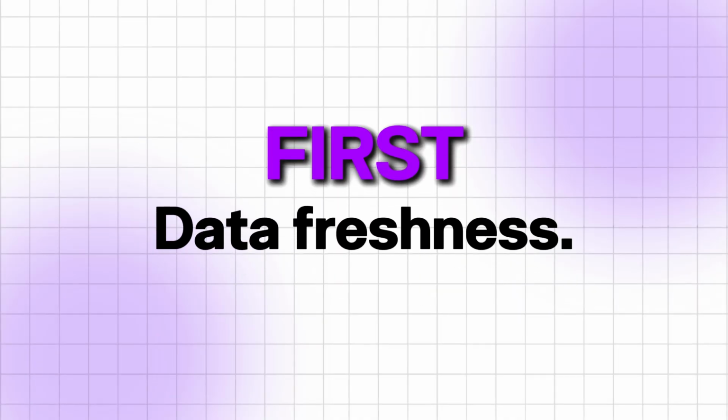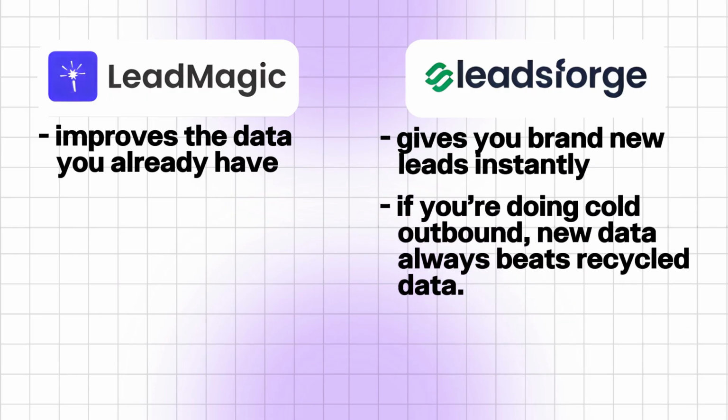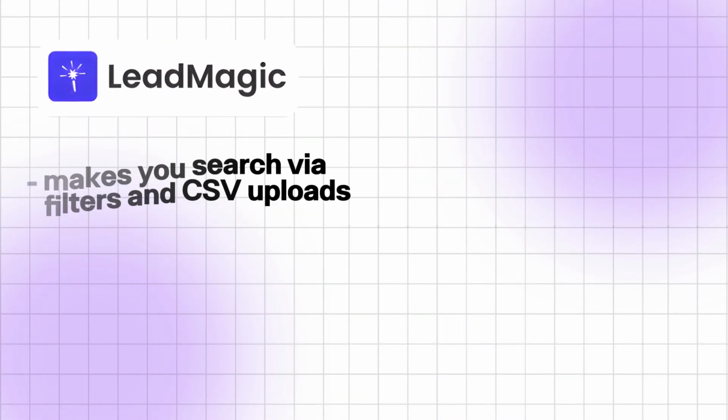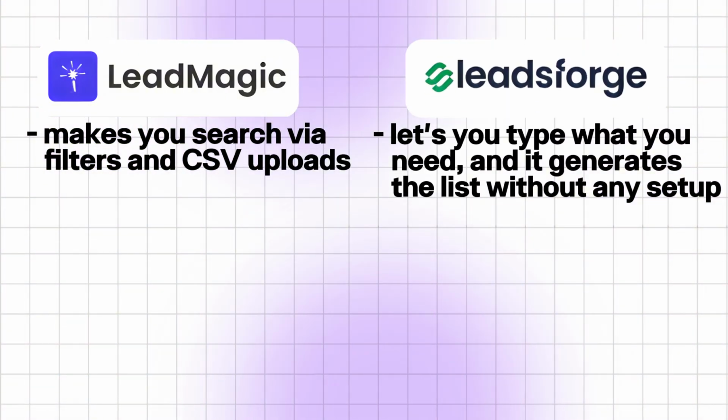Now let's compare the tools feature by feature. Data freshness. LeadMagic improves that data you already have. LeadsForge gives you brand new leads instantly. If you're doing cold outbound, new data always beats recycled data. Search. LeadMagic makes you search via filters and CSV uploads. LeadsForge lets you type, "Show me heads of marketing in the UK at B2B SaaS companies using HubSpot," and it generates the list without any setup. That alone saves you hours every single time.